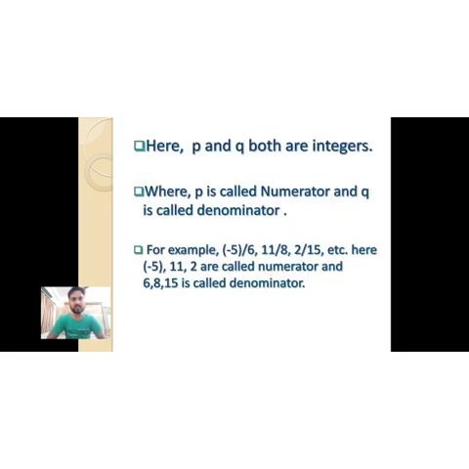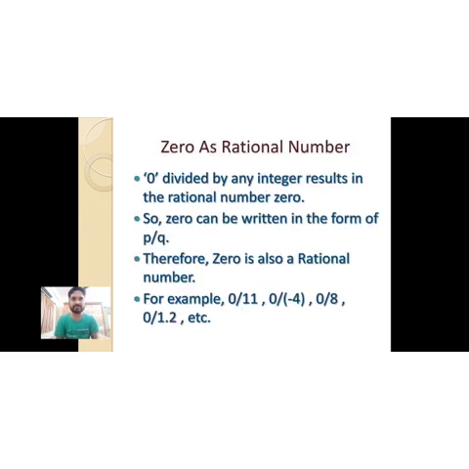Here P and Q both are integers, where P is called the numerator, as I told you, and Q is called the denominator. For example, minus 5 upon 6, 11 upon 8, 2 upon 15, etc. Here the upper part, that is minus 5, 11, 2, is called the numerator, and the lower part 6, 8, 15 is called the denominator.